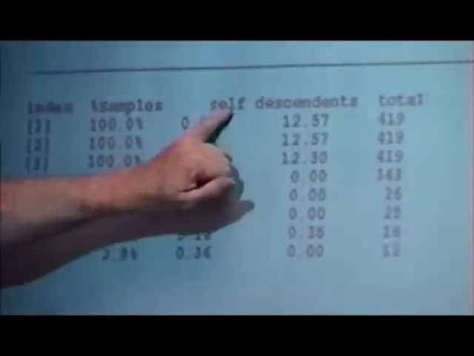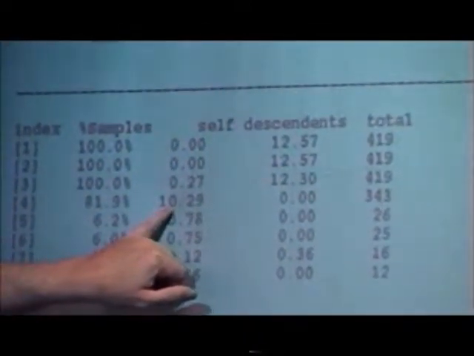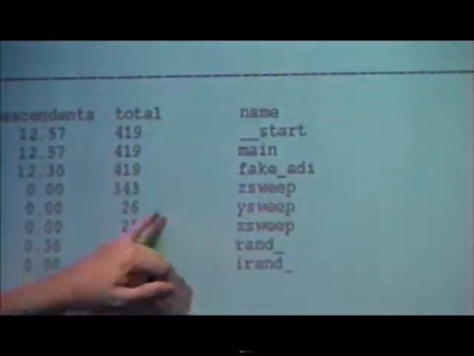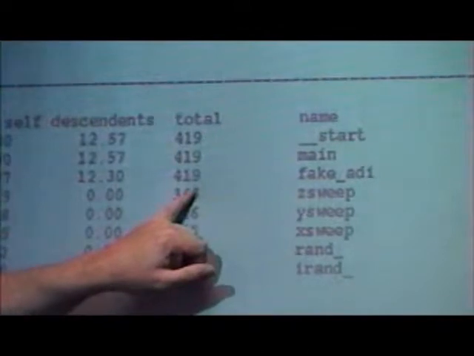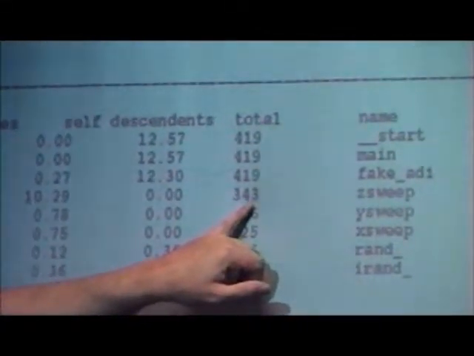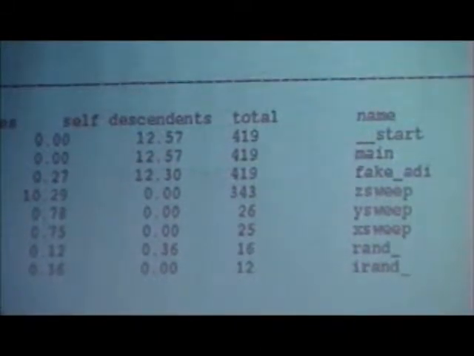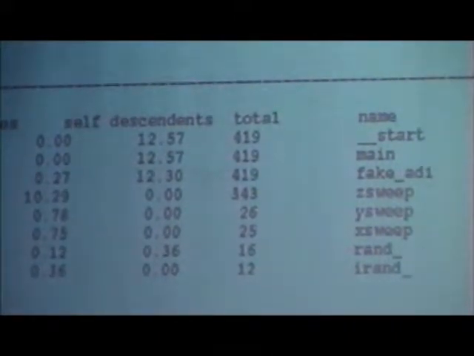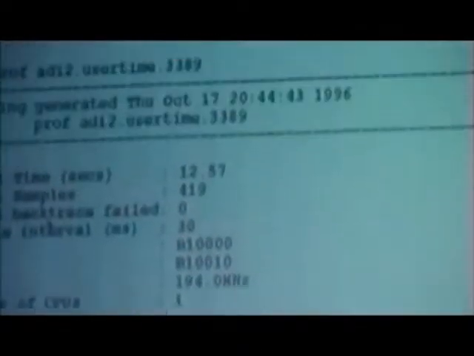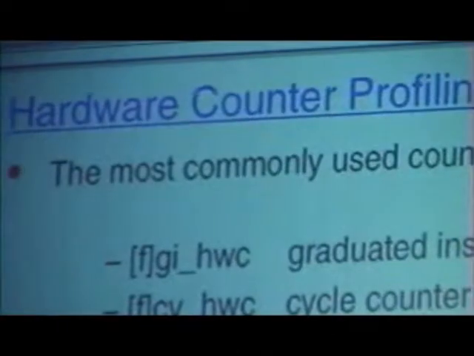And then again, I see what percentage of samples, but again, for myself, all the time is being spent right here, 10.29 seconds in Z Suite. 343 of the total 419 times Z Suite was in the list. So Z Suite is what I'm interested in this example, which happens to be a third dimension that we're striding through, and the TLB misses are what are dominating it. And going to larger page sizes might help in this example.